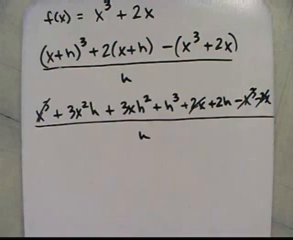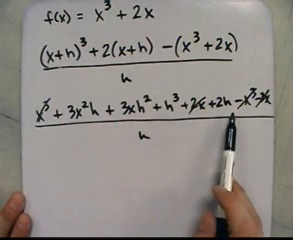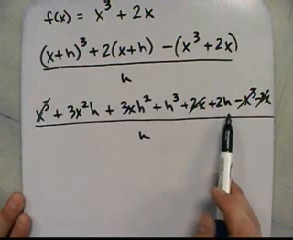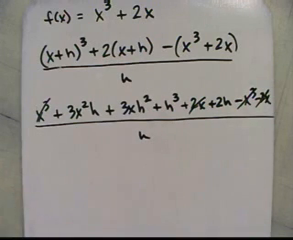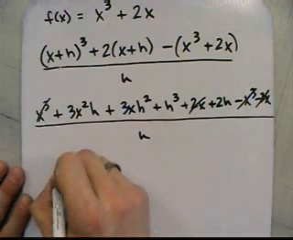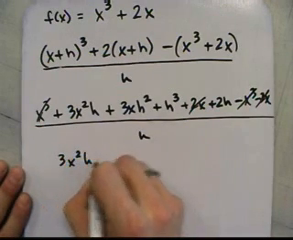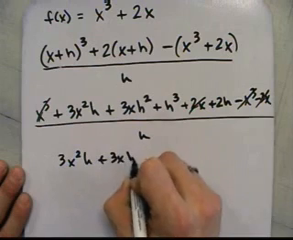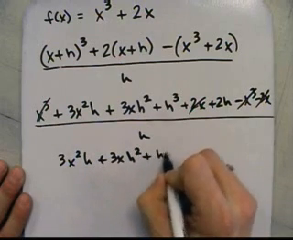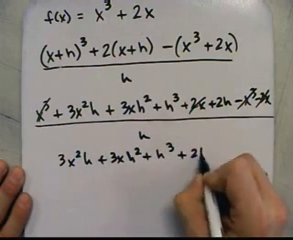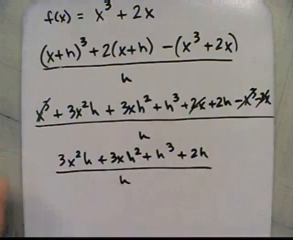Any like terms I can get together there? Not really. The nice part is, and this should happen all the time for you guys, I should only be left on the top with terms that have h in them. If I don't have an h in every term there, either you missed a like term, you missed a parenthesis, you missed something, so you kind of catch yourself a little bit there. Okay, so I've got 3x squared h plus 3x h squared, and then plus h to the third, and then plus 2h. All that's divided by h.